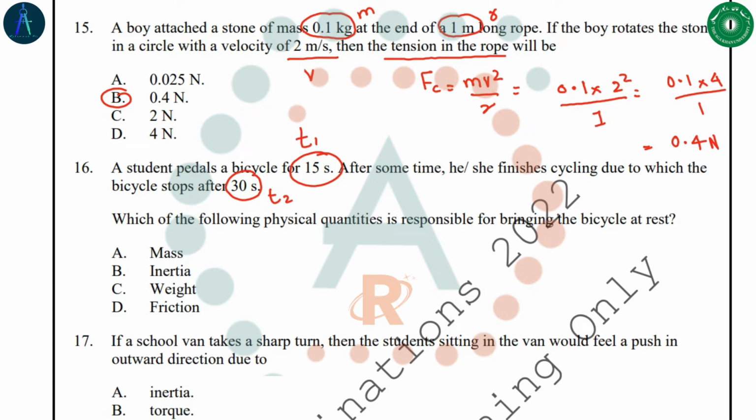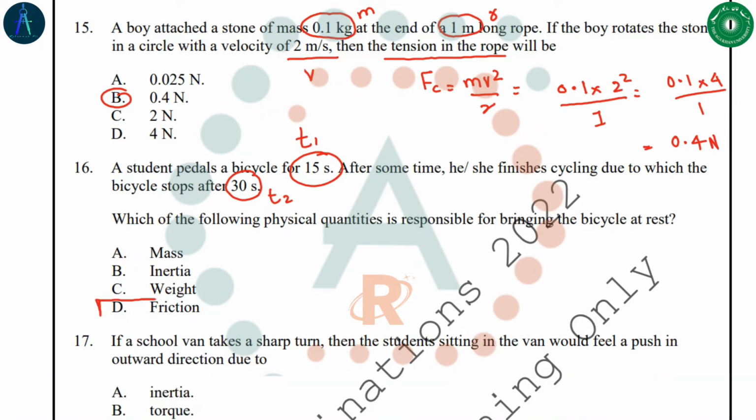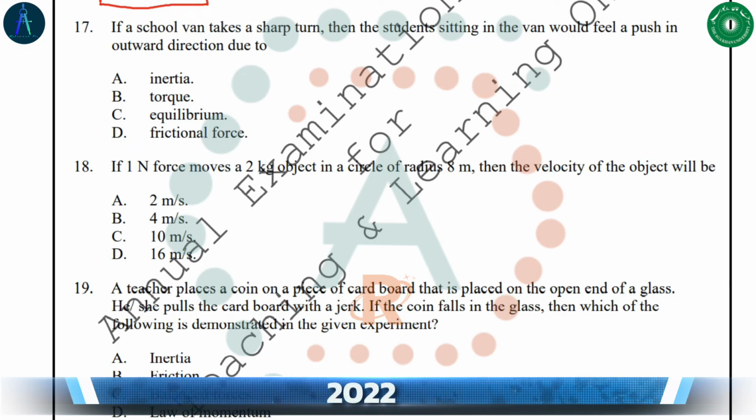So we know that whenever a body stops after some time, the stopping force, or the force that reduces the motion, is called frictional force. So friction is the force that is responsible for a moving body to become a body at rest. Option D is the right answer.